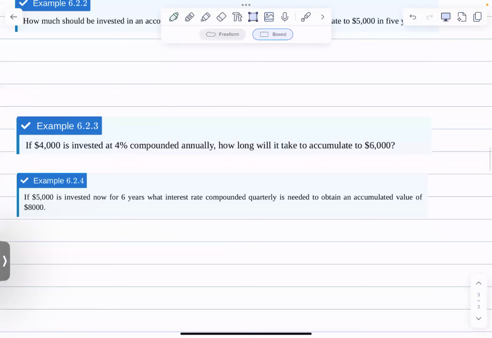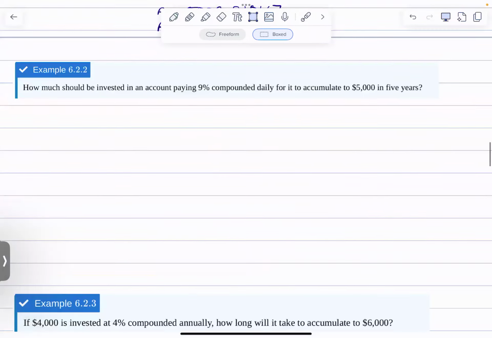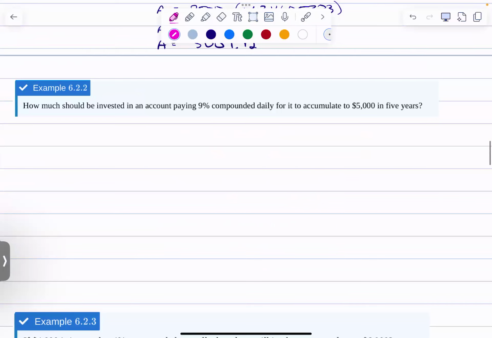Let me move these guys down. Solving for, well, we have to read it first. How much should be invested? Sounds like P to me. In an account paying 9% compounded daily for it to accumulate to $5,000 in 5 years. I'll let you try it. I'll write it out in silence, or try to be silent about it. But we are solving for P here.